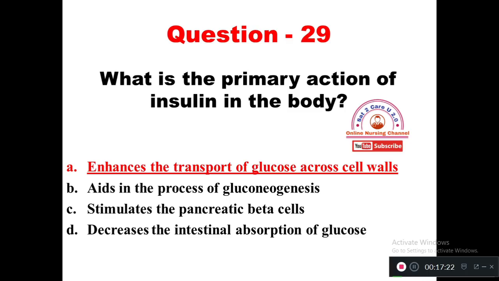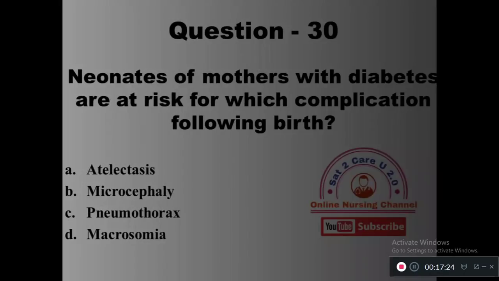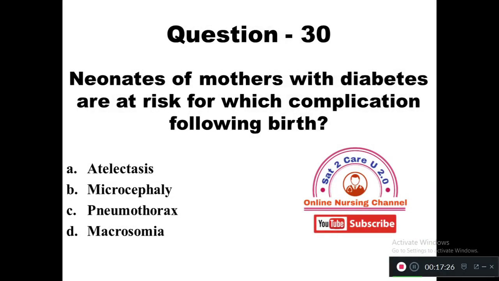Question number 30. Neonates of mothers with diabetes are at risk for which complications following birth? Option A, atelectasis, B, microcephaly, C, pneumothorax, and D, macrosomia. So the complication that a neonate born to a mother with diabetes will be at risk of is macrosomia.